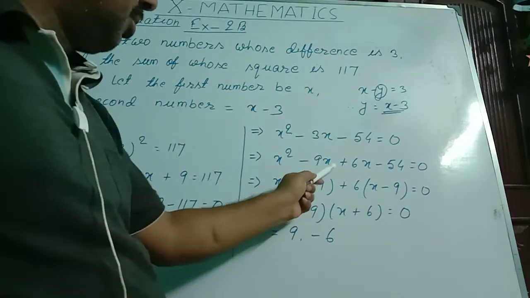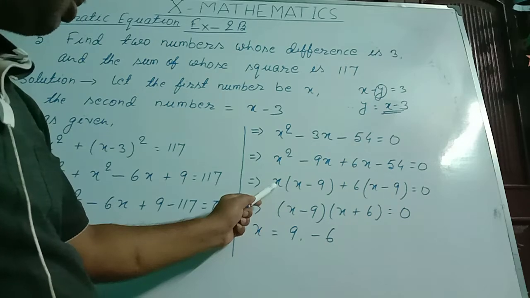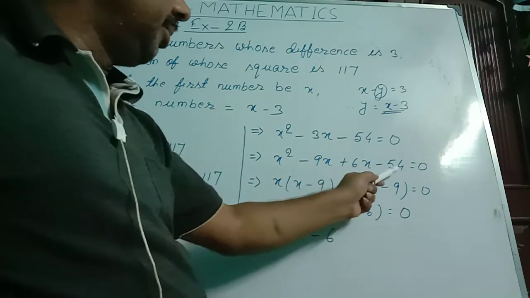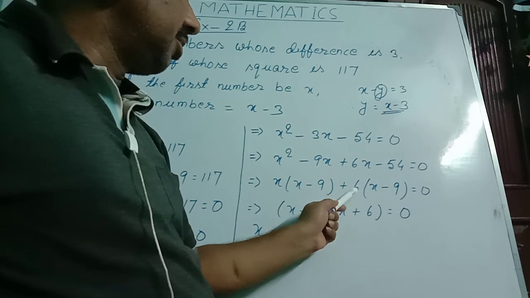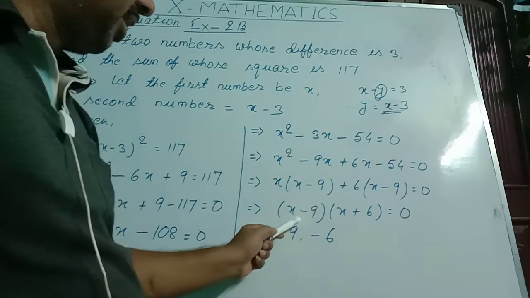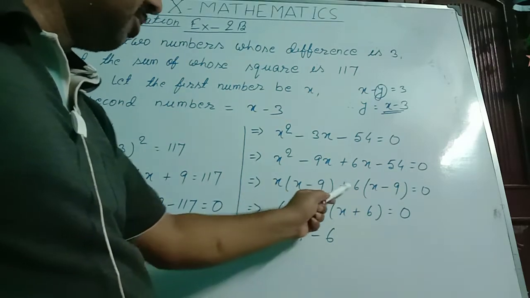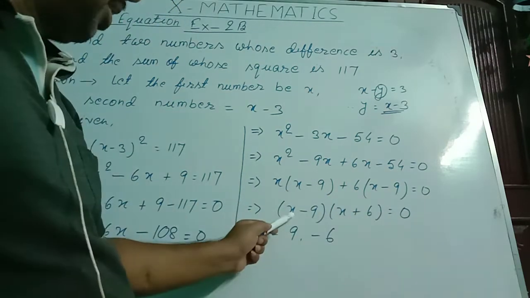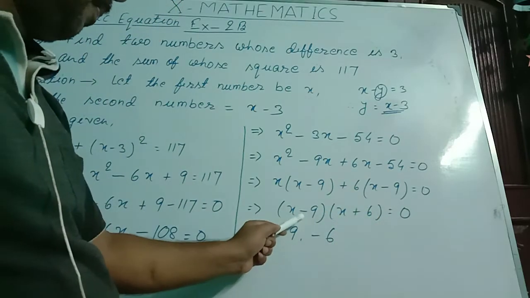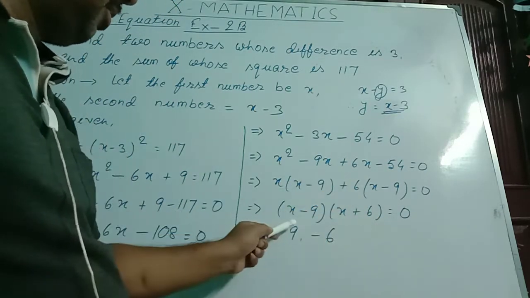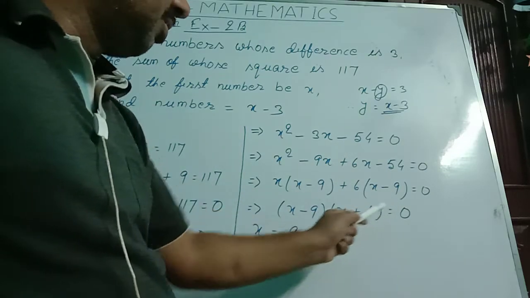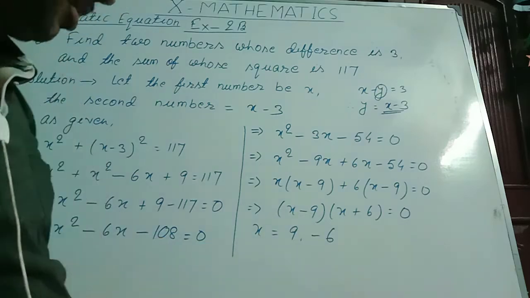Now, from the first two terms, we will take common. x is common. Inside the bracket, x minus 9 will come. And from the second two terms, we will take again common. 6 is common. x minus 9. So, our common factor is x minus 9. I wrote here. What is left? x plus 6 is left. (x minus 9) into (x plus 6) equal to 0. It means x minus 9 equal to 0. So, x equal to 9. x plus 6 equal to 0. x equal to minus 6.